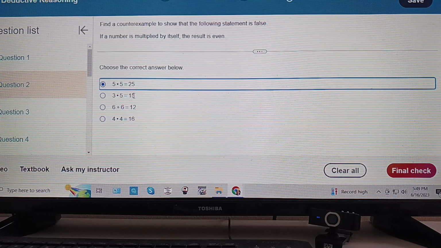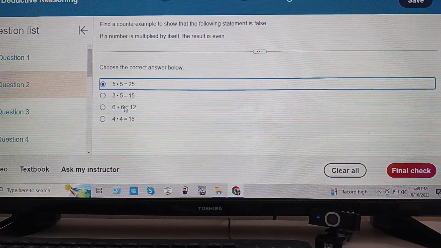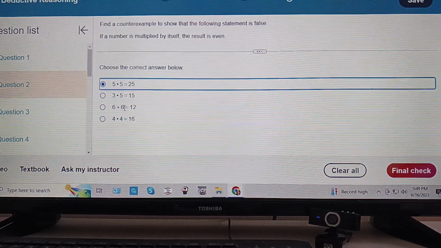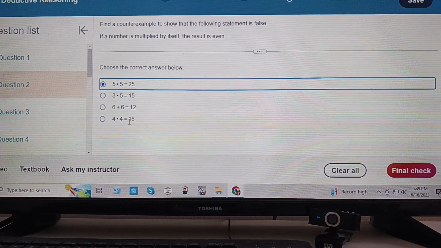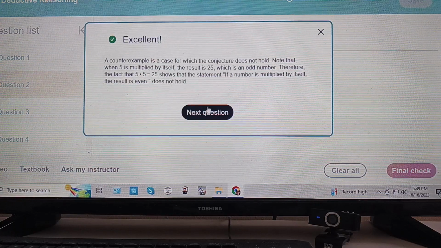And even though B might appear to be wrong because the answer is odd, it's not meeting the first half of the problem about a number times itself. This is 3 times 5, so that's not a number times itself. And even C is a number plus itself, so that doesn't count. And then D has a number times itself, but D actually shows that the statement's true, but that doesn't prove that it's always true just because one example works. So this one is only A.